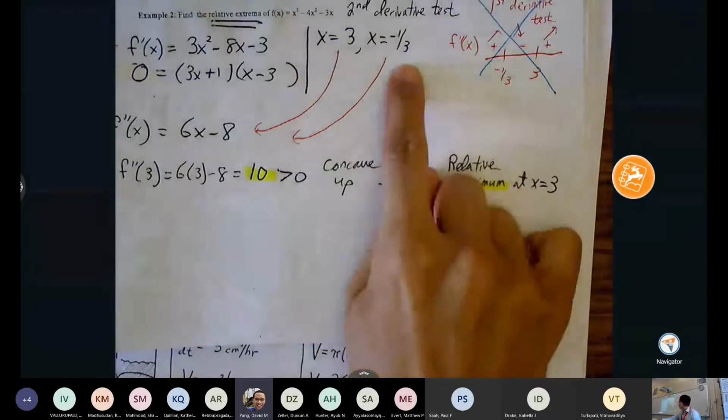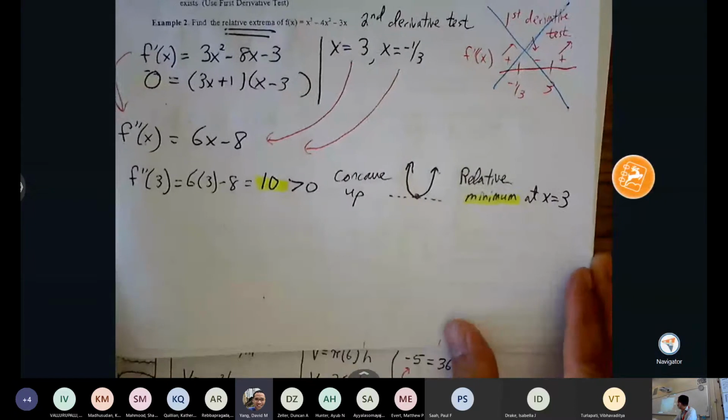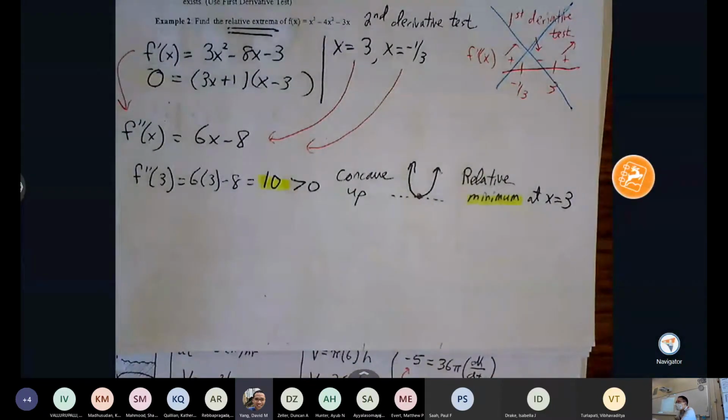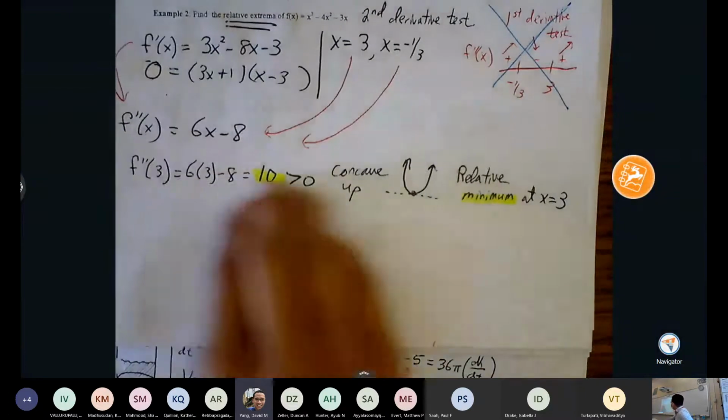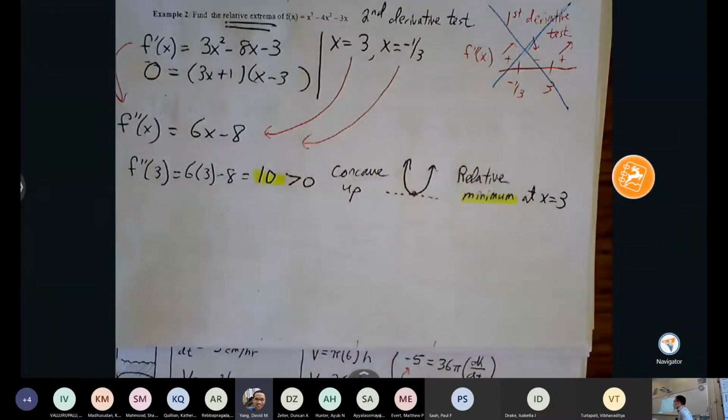You guys want to try negative 1/3 and see if you can make the correct conclusion for what's happening at negative 1/3? You can follow the steps that I did, but just do it with negative 1/3. Okay, try that. So we confirmed that there's a minimum at 3. Let's see what conclusion we can make for negative 1/3.